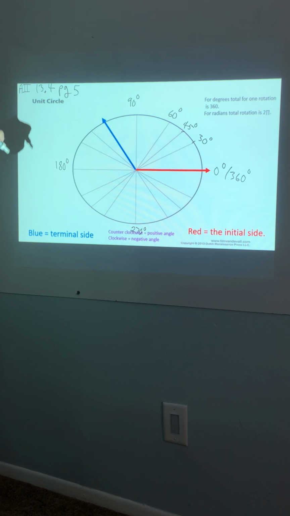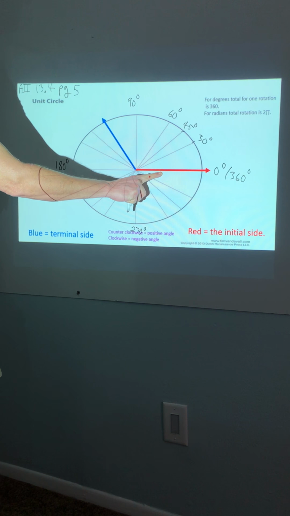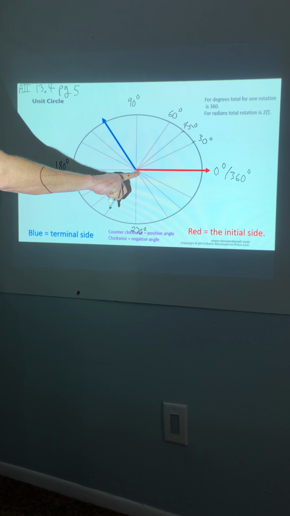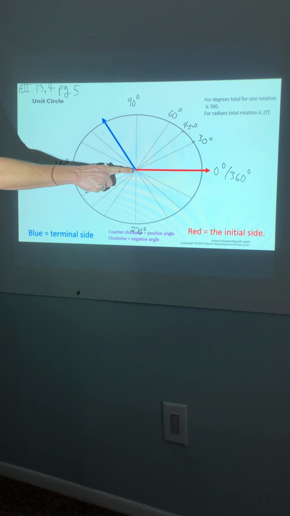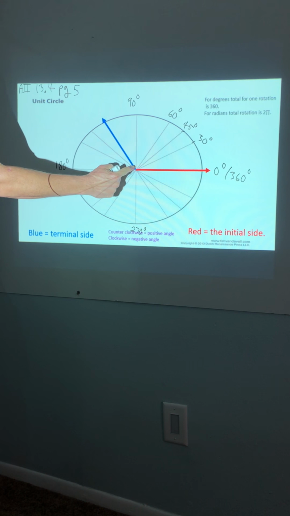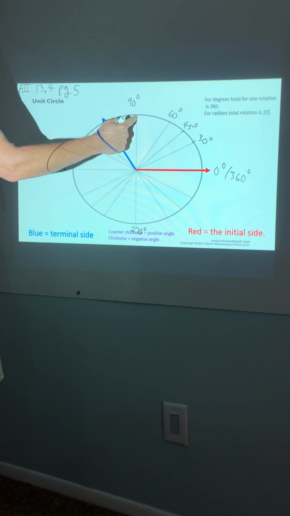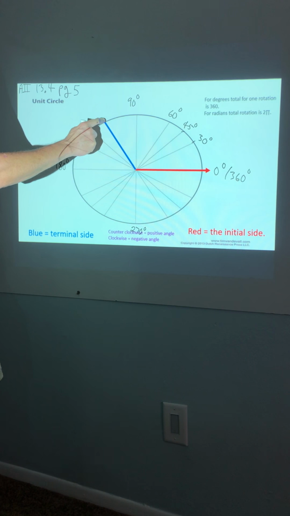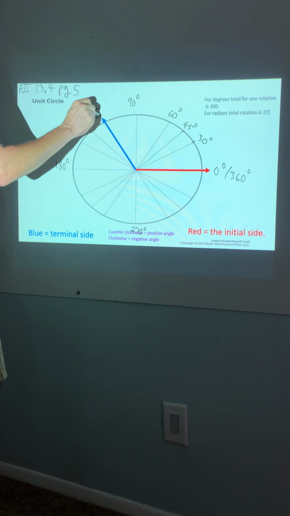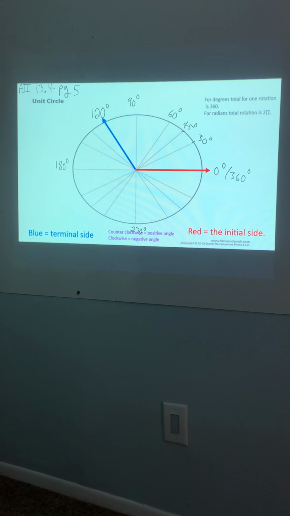So let's try to find the one that I marked here. Here is your initial side, that's in red, and I put a terminal side here in blue. Well, you know 90 is up here, so then you add 30 more, so where I put this blue one is 120. Let me try to say this in English.